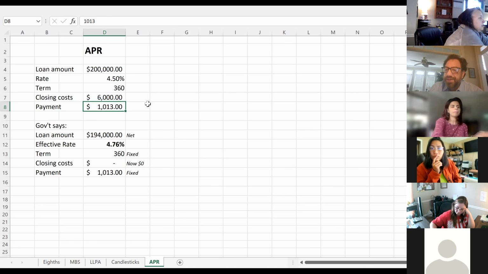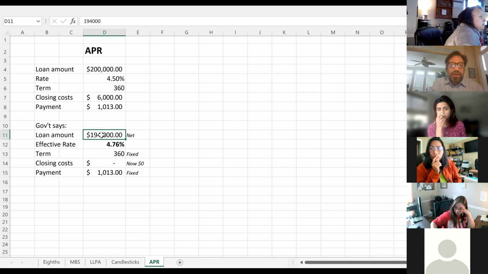Well, the government says, hey, listen, if you're charging $6,000 and I back that out, the borrower isn't ending up with 200,000. They're only getting 194 net at the table, right? And that makes sense, right? So they're getting net 194,000. And let's just forget about even talking about closing costs. We'll just zero that out.